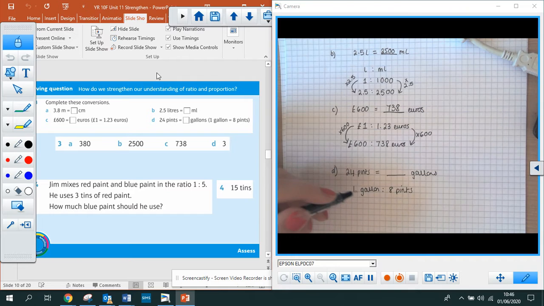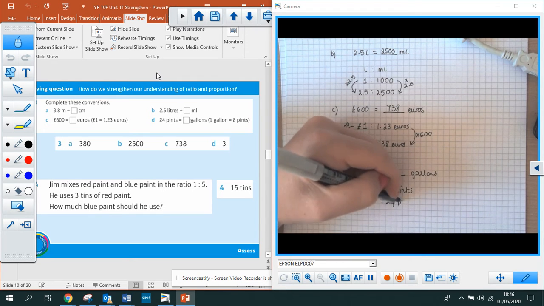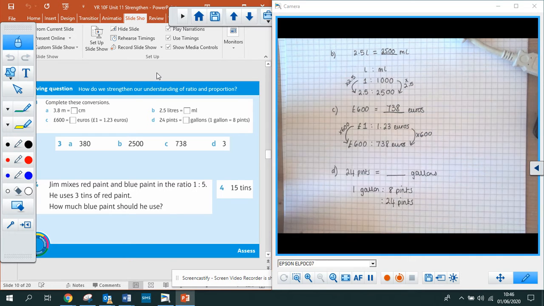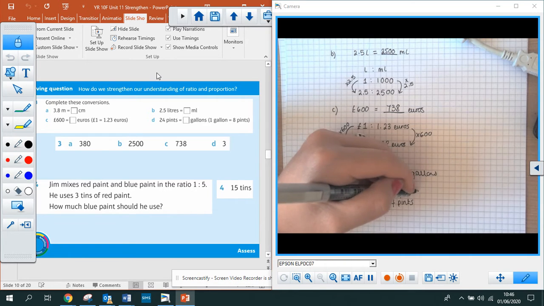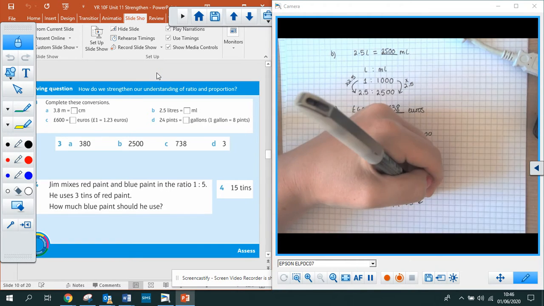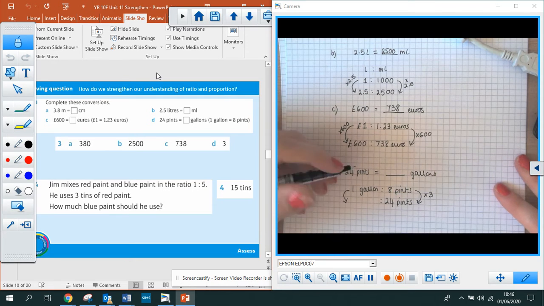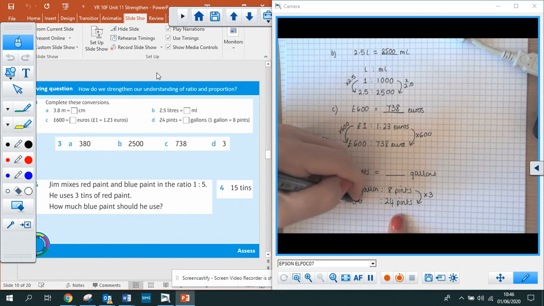So we put in what we've been given. We've been given 24 pints. We want to know how many gallons that is. So I'm going to say to myself, well, how do I get from 8 pints to 24 pints? 8 times what makes 24? Well, 8 times 3 is 24. Therefore, I need to multiply my 1 gallon by 3 to work out how many gallons are equivalent to 24 pints. Okay, and that will be 3 gallons.